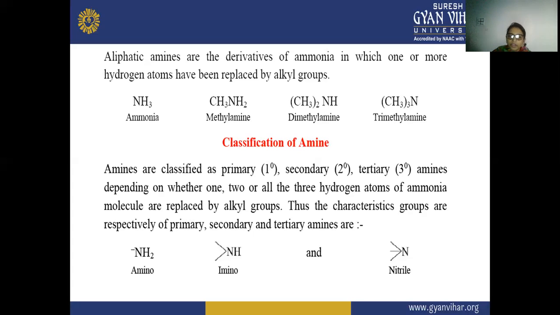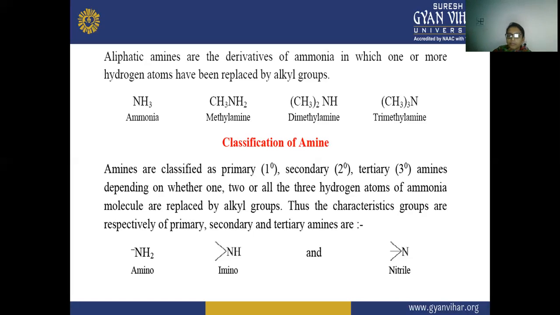Aliphatic here means that they contain a chain, not the aromatic, because aromatic compounds contain a phenyl ring. Aliphatic here means they contain a chain of hydrocarbons. So the amines which contain a chain of hydrocarbon are known as aliphatic amines.